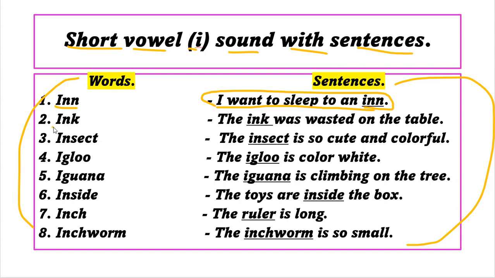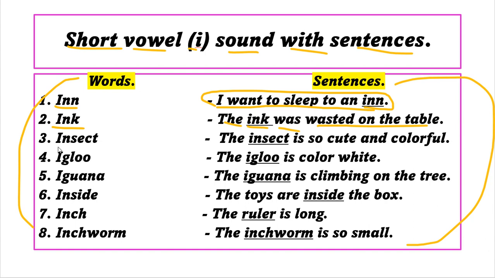Okay, so next, ink. Ink can be black ink, red ink, blue ink, different colors of ink, which you can commonly find in your pen. A pen always has ink. You cannot write anything without ink, so without ink, your pen is useless. The sentence is: The ink was wasted on the table. Waste means it is thrown on the table. If you remember, in our previous lesson, I had a picture where the ink is thrown.